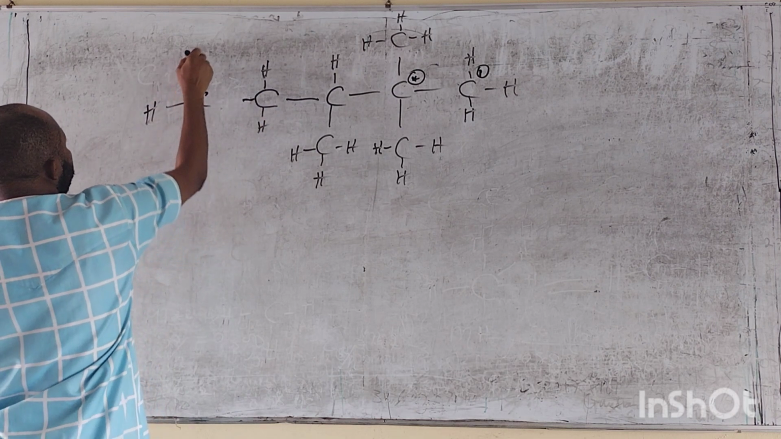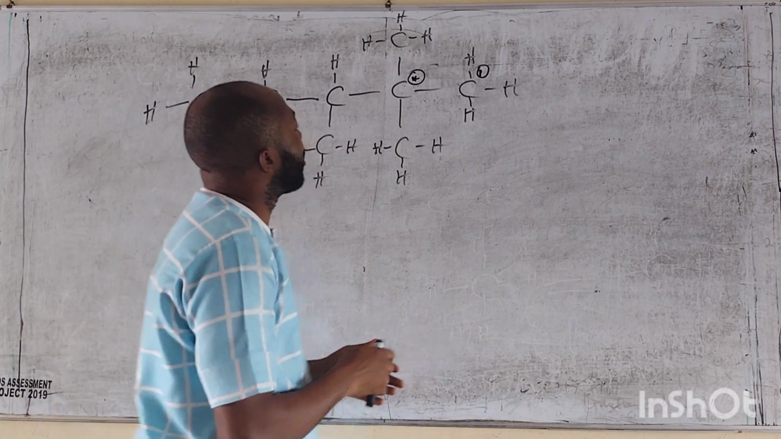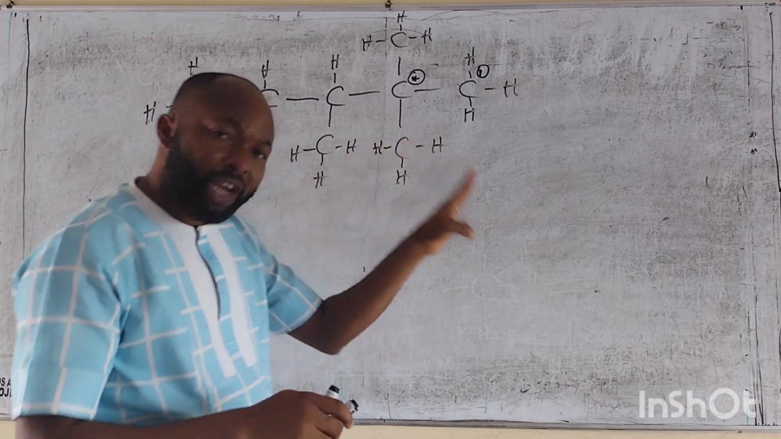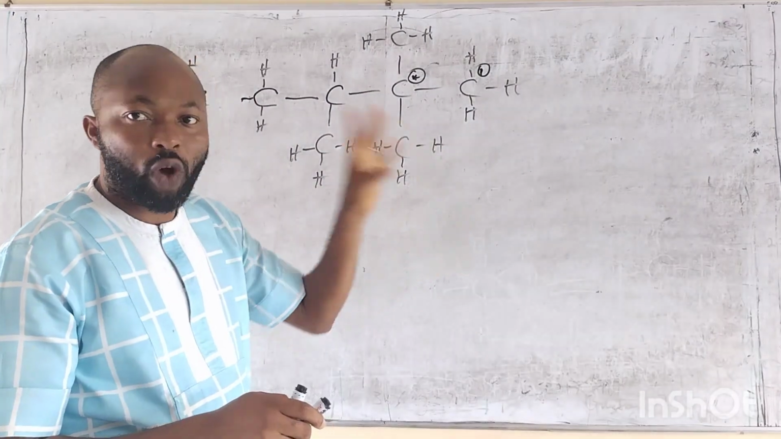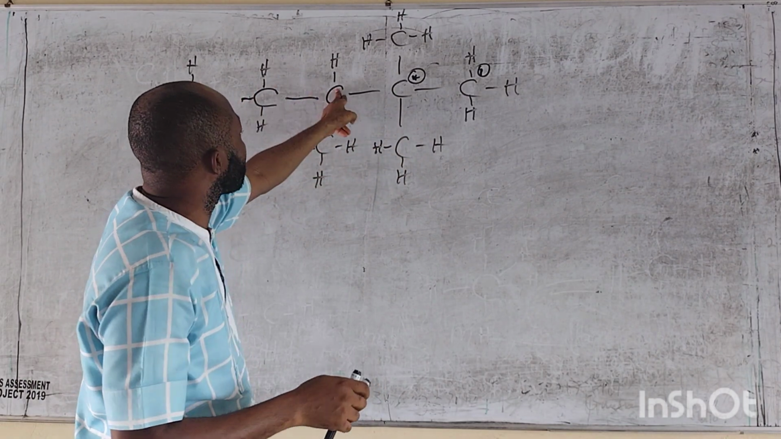Another hydrogen here. Now, tertiary carbon is that carbon atom that is attached to 3 carbons and 1 hydrogen. But now, I don't think I have anyone that is here. But let's look at, okay, yeah, this is tertiary, 3.